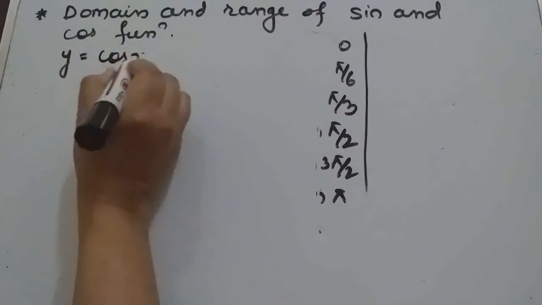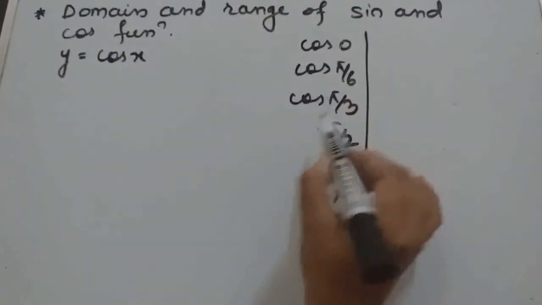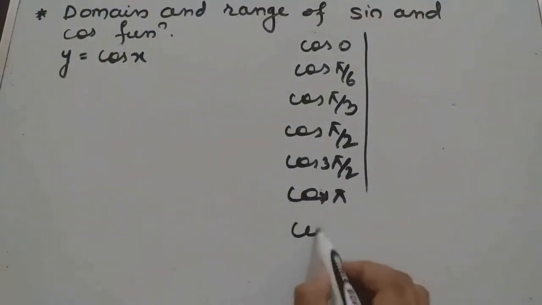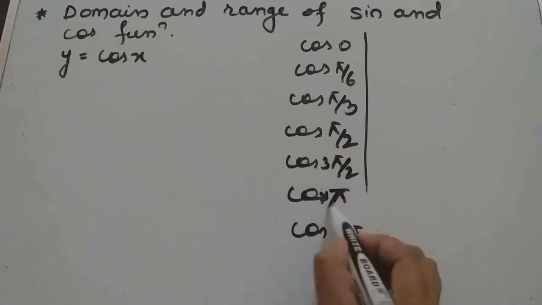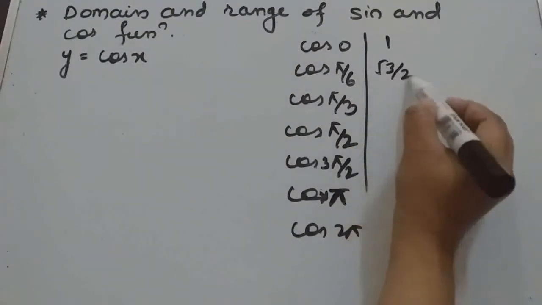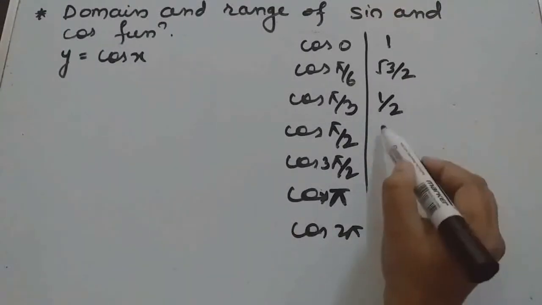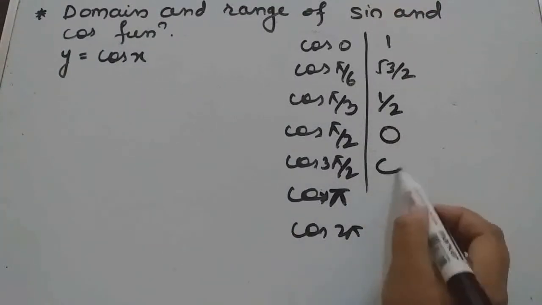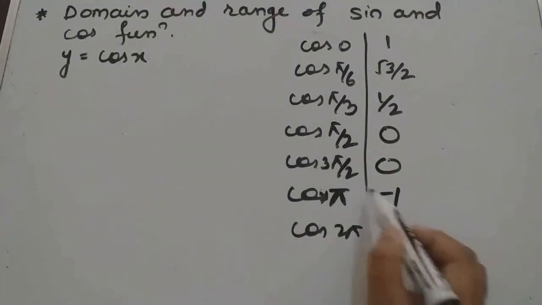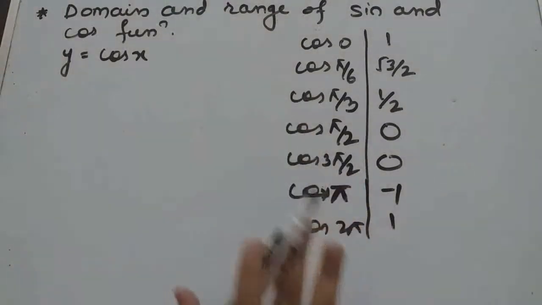Y equal to cos x. So cos 0, cos pi by 6, cos pi by 3, cos 2 pi also we can consider. See, cos 0 is 1. Pi by 6 means root 3 by 2. It will be between 0 and 1. This is 1 by 2. Cos pi by 2 is 0, 3 pi by 2 is 0, cos pi is minus 1 and cos 2 pi is 1. Okay, just now we got all the values of cos and sine.